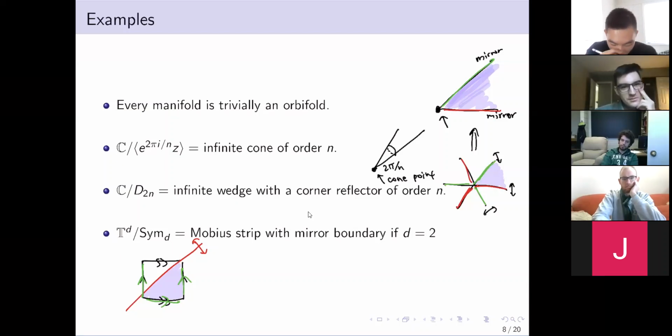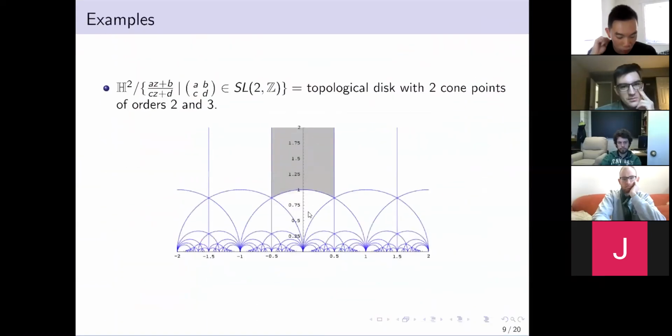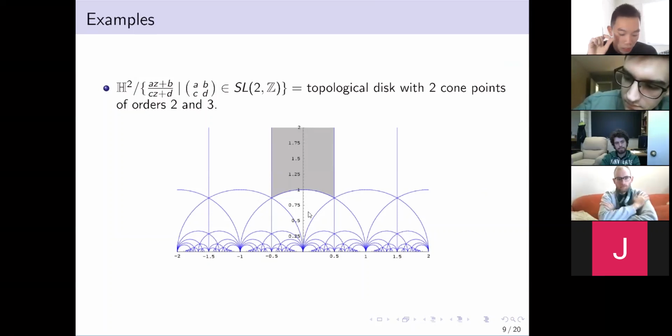Okay. Moving on. One of the other examples that I have is this one. If I have the upper half plane modulo what we call the modular group. This is the group of Mobius transformations where the coefficients a, b, c, d are in SL2Z. So in other words, the coefficients are integers and they have determinant 1.